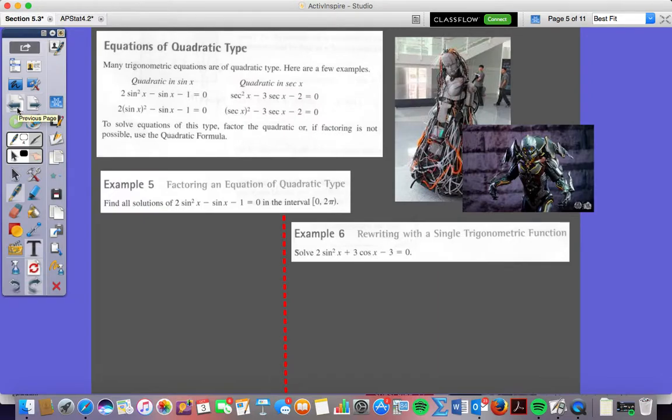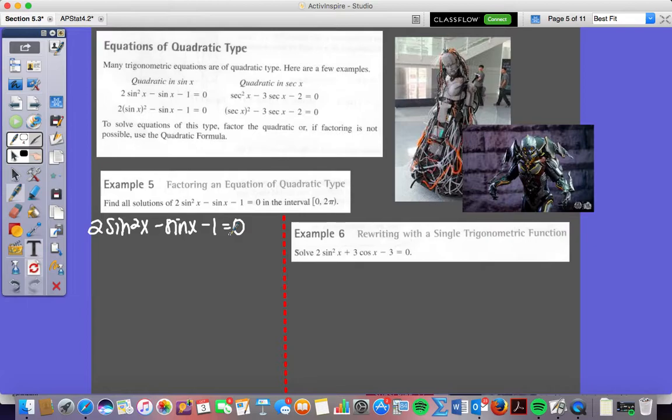With these ones, example 5: 2 sine squared of x minus sine of x minus 1 equals 0, okay? All right, thoughts on this one? Okay, yeah, maybe we add 1 and go from there. There's a problem with this, though. There's a sine squared and a sine, right? What method would this look like?